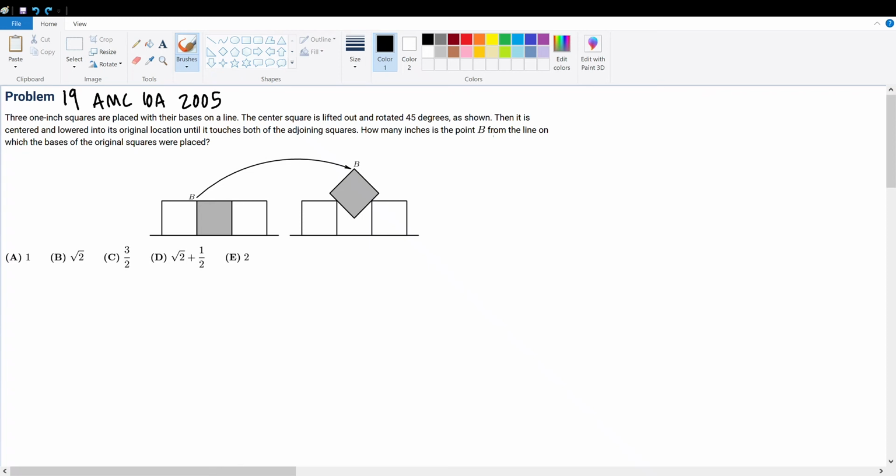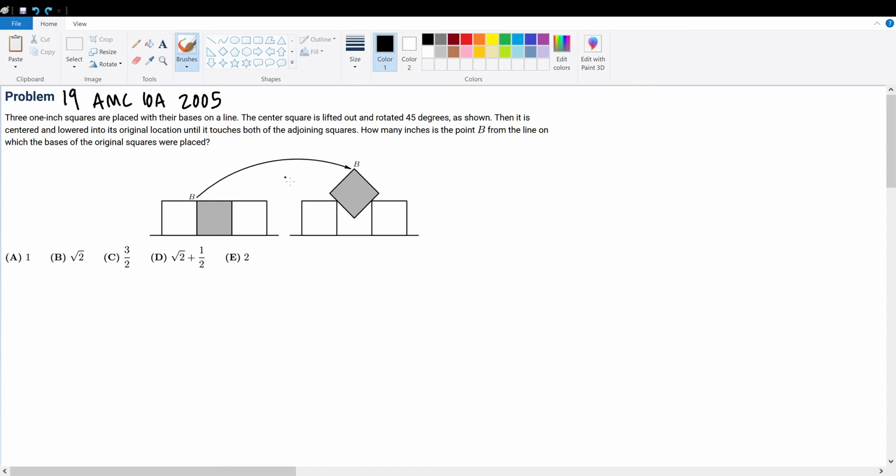AMC 10A 2005, problem 19. Three 1-inch squares are placed within their bases on a line. The center square is lifted out and rotated 45 degrees. Then it is centered and lowered into its original location until it touches both the adjoining squares. How many inches is point B from the line to which the bases of the original squares were placed?